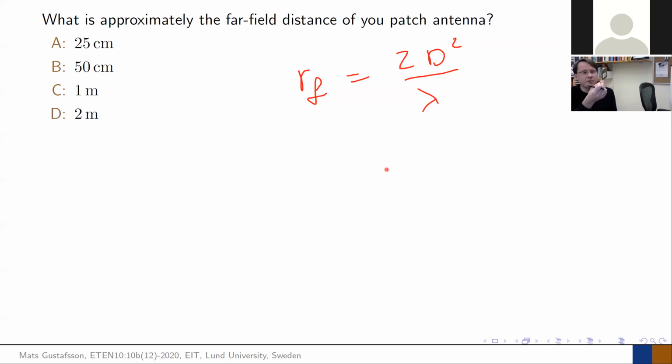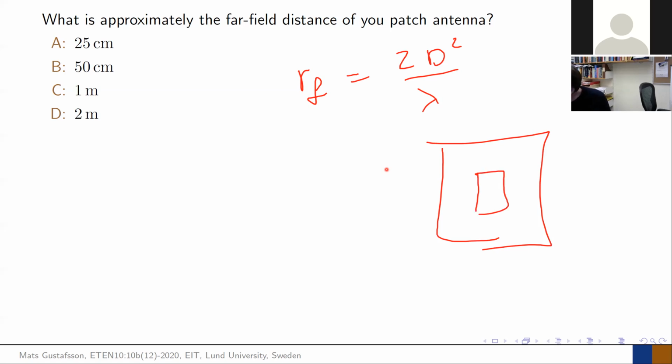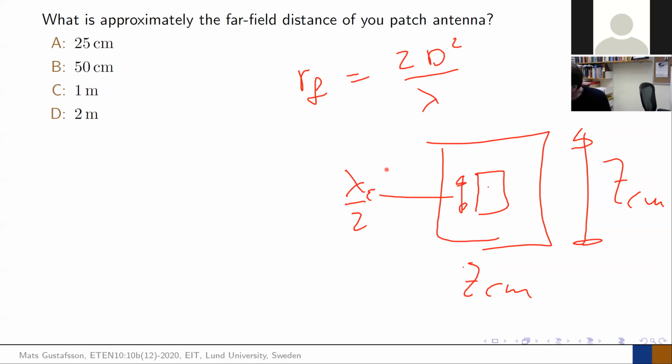What is the size of this one? You have your patch here, and it looks something like this. In your case, I think this one is 7 centimeters. So this is 7, and this is 7. These are 7 centimeters. And your patch length here, if you feed it somewhere, you have some length here. This is basically lambda over 2 in the material.